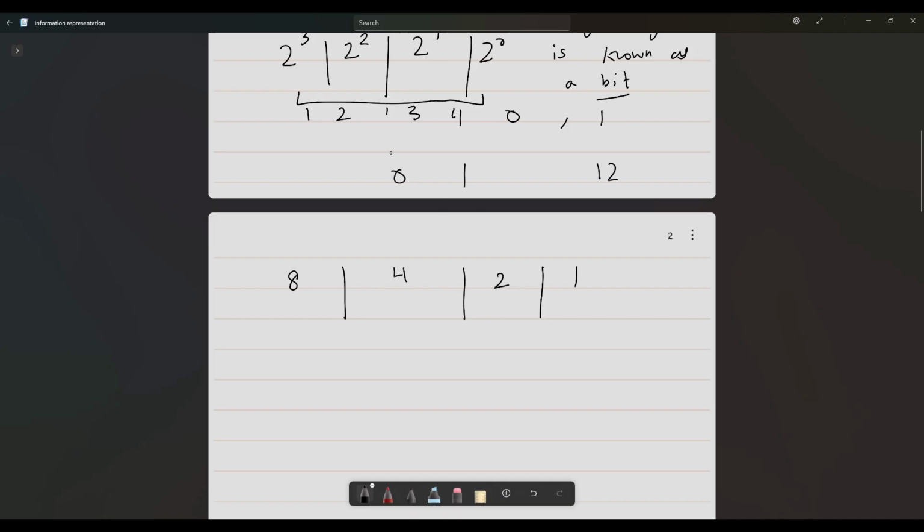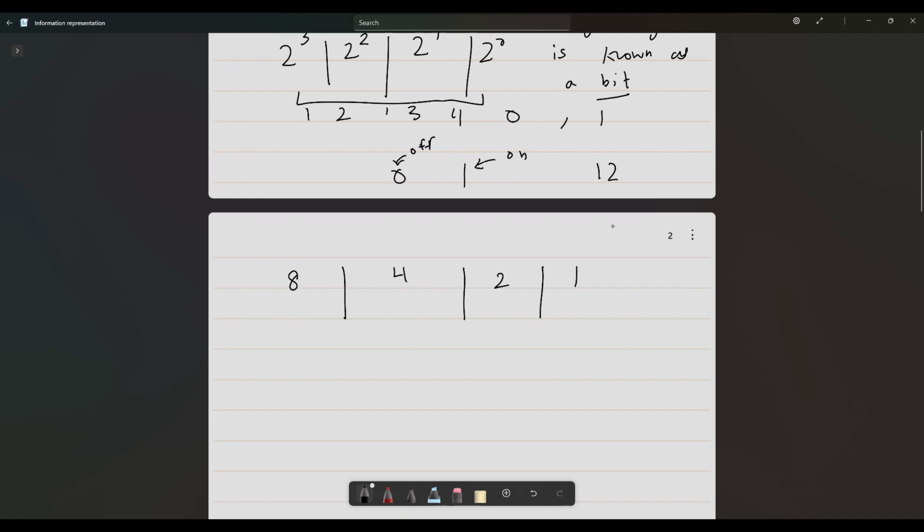You can think of the 0 as an off switch, and you can think of the 1 as an on switch. That means if I write 0, a value is not represented. If I write 1, it is. So that's how binary works, right?